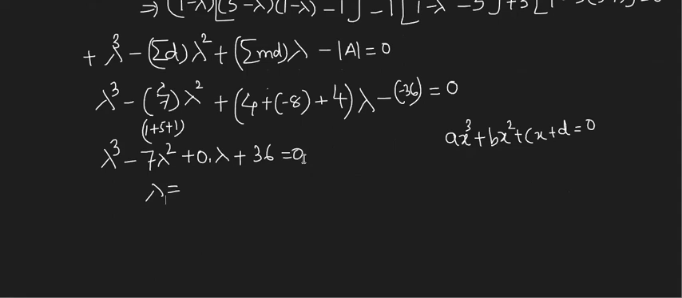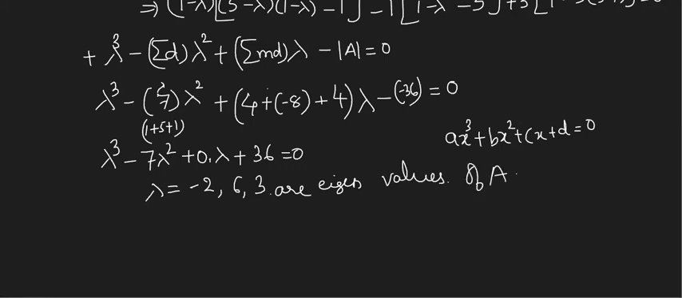What is the answer? -2. Very good. Minus 2. Press again 6, equal to 6, and 3. So 3. These are the values. What are they? These are the eigenvalues of the given matrix A.